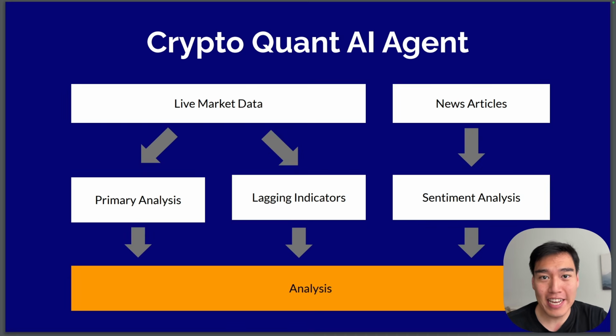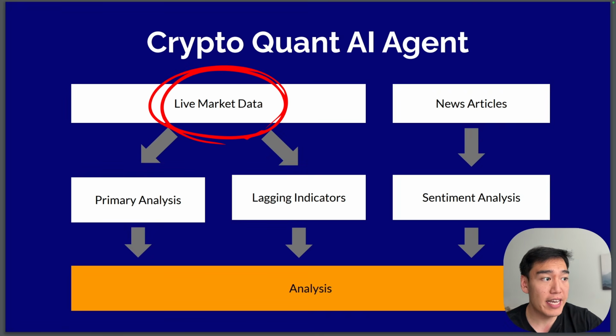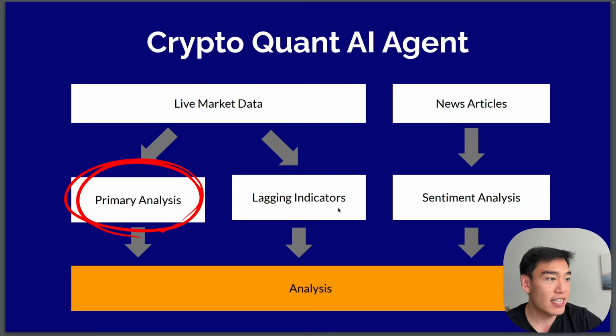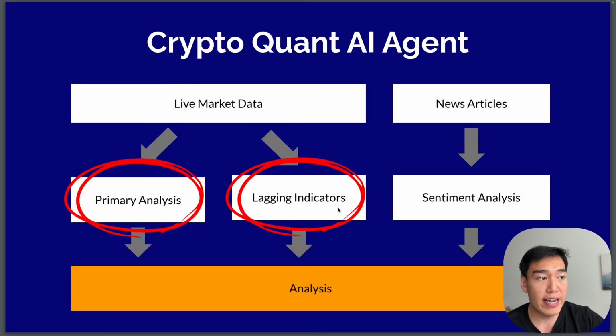Before going over the n8n workflow, let me conceptually show you how this agent is actually calculating its analysis and trades. The analysis is made up of three components. We have the primary analysis, the lagging indicators, and the sentiment analysis. Going from the top to the bottom, we start with live market data that we feed to the agent. These are hundreds of different candlesticks, and from there we can determine the primary analysis and the lagging indicators of all of this live market data.